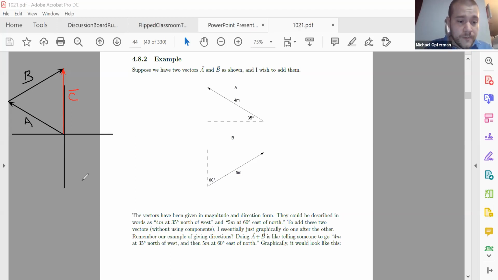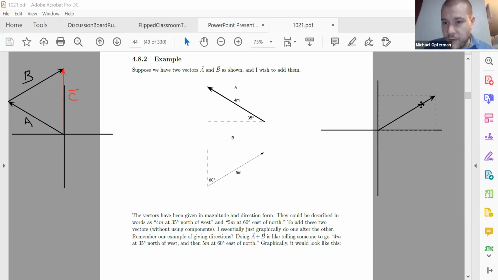By the way, as a side note, just like in algebra, addition is commutative, meaning, let me over here, let's do another problem. Let's do B plus A. Suppose we do B plus A. So we would do B first, B starting from the origin, and then A after B. And you see we actually get the same answer. So A plus B gives you the same result as B plus A.